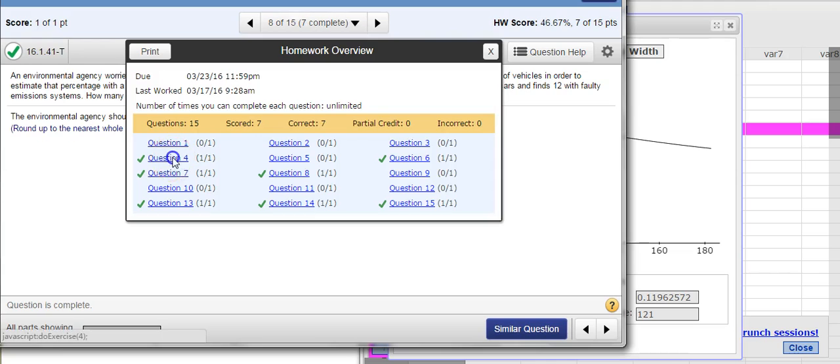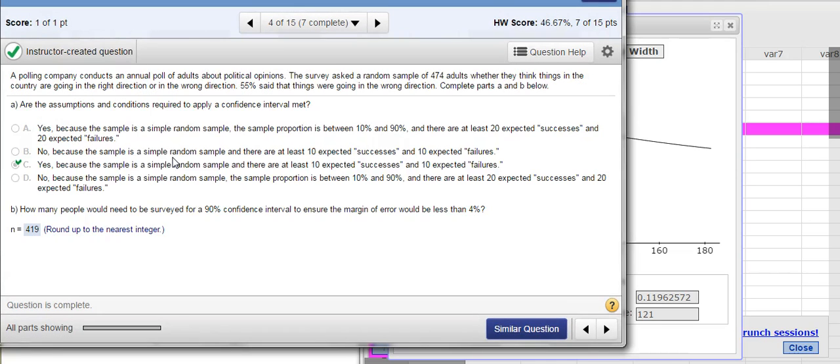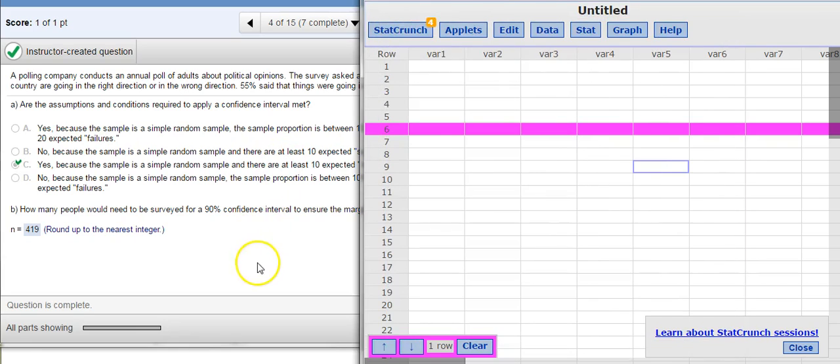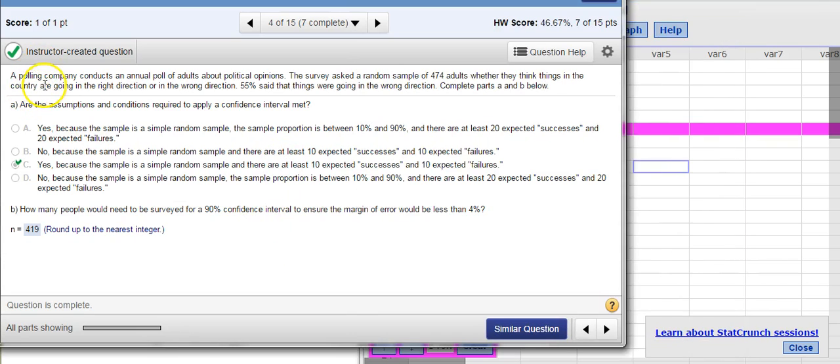Let's look at problem 4. So here, let's close the window. A polling company conducts an annual poll of adults about political opinions. The survey asks a random sample of 474 adults whether they think things in the country are going in the right direction or in the wrong direction. 55% said that things were going in the wrong direction.